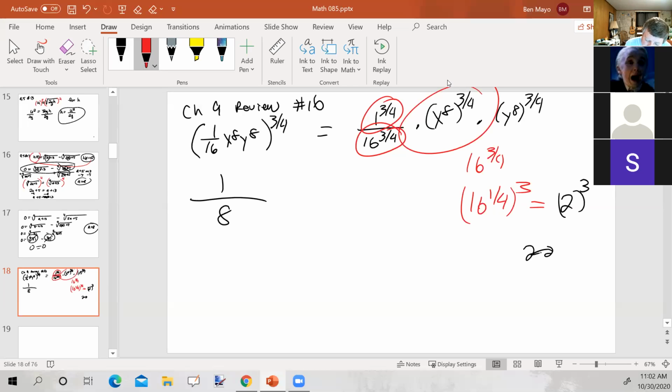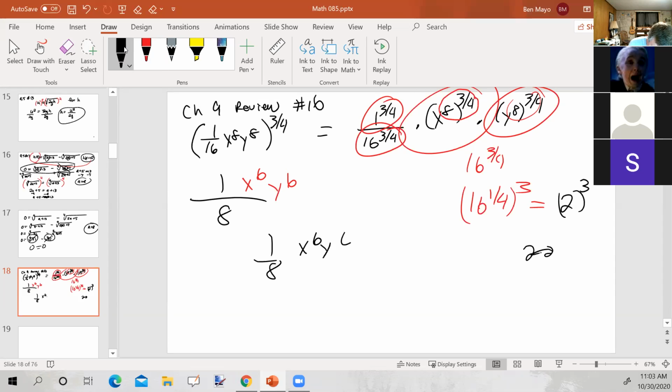Okay, good. And now let's take a look at this. Oh, a power raised to a power. We're going to just multiply the exponents. 8 times 3/4 would be 24/4 or 6. So that's x to the 6th. And then this 8 times 3/4 would be 24/4 or 6, y to the 6th. So I've got 1/8 x to the 6th, y to the 6th, or you could write it as x to the 6th, y to the 6th, all over 8. All righty. Any questions there?